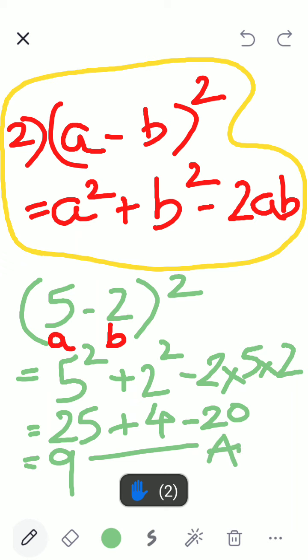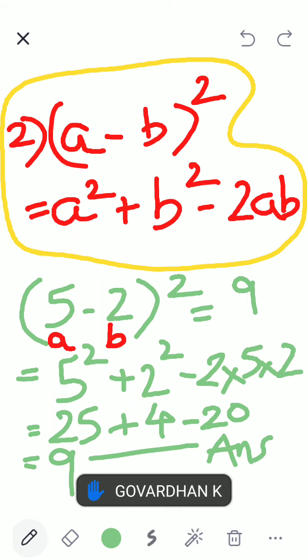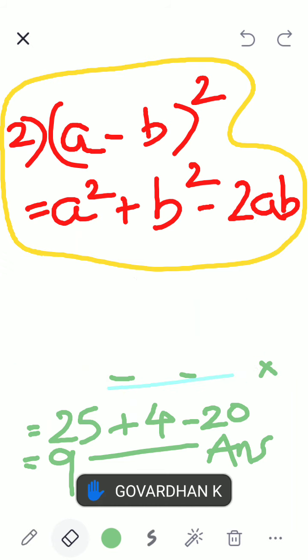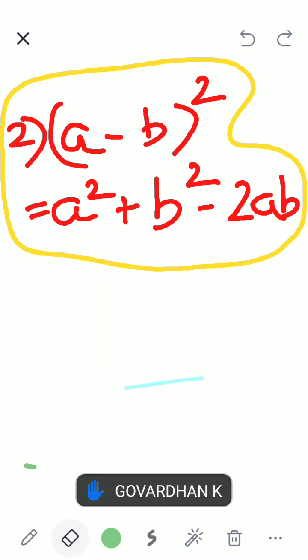Same answer. From the shortcut method also we got 9. Long cut method also we got 9. But for easy numbers we need not do this. This formula is for when we have tough numbers like irrational numbers and all. That is when we have to use the formula, and when we have big numbers.